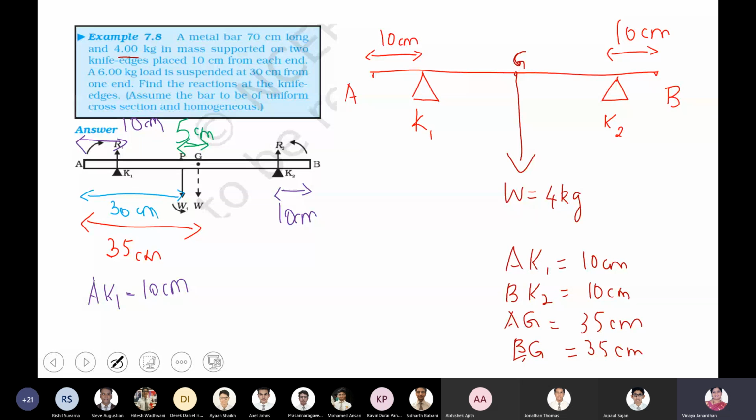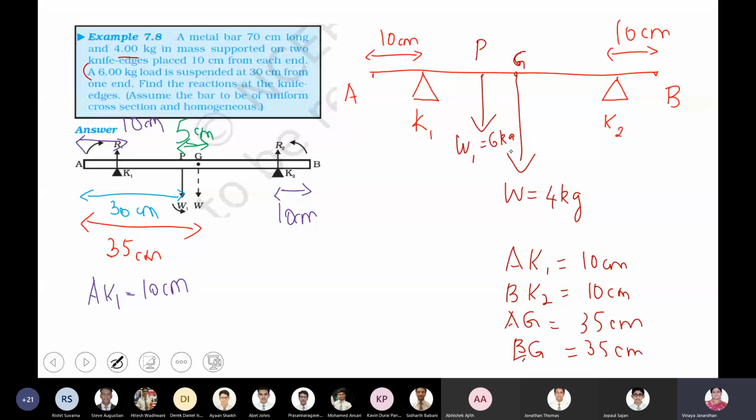A 6 kilogram load is suspended at 30 centimeter from one end. So I'll also say at point P, the 6 kilogram load. I'll mark this as W. That is 6 kilograms, right? It is suspended from one of the ends. Say I'm suspending it from end A. So a 6 kilogram load is suspended at 30 centimeter from one end.